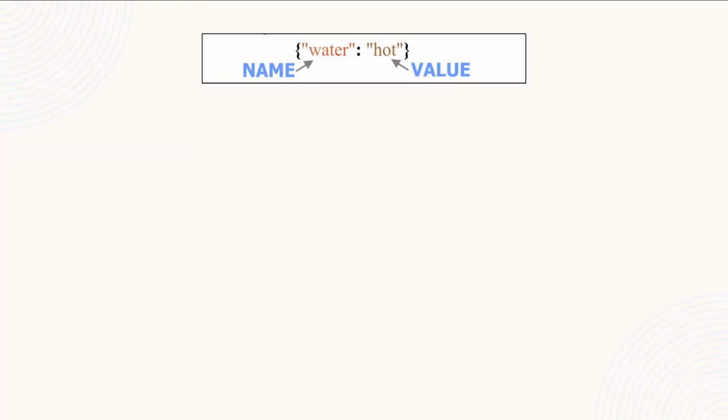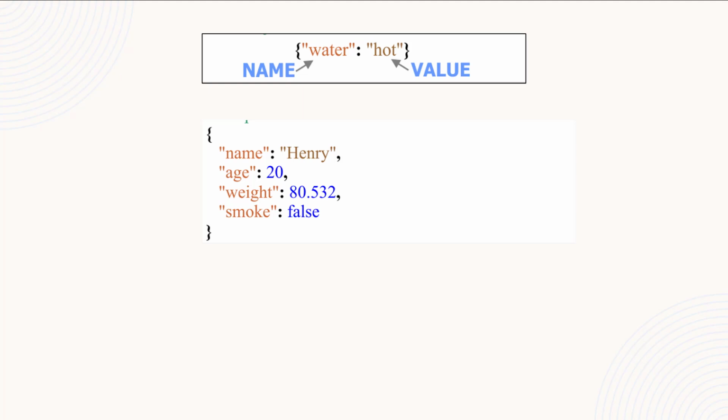So here you can see the data is stored in curly brackets. There is one name, and with every name there is an associated value. For example, water is the name and then hot is the value. This is a very simple example of JSON. Let's get into some more examples. Here you can see I have a JSON object where name is Henry, age is 20, weight is 80 and smoke is false.